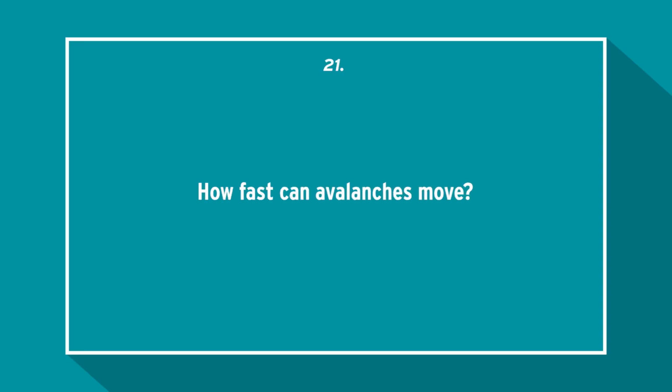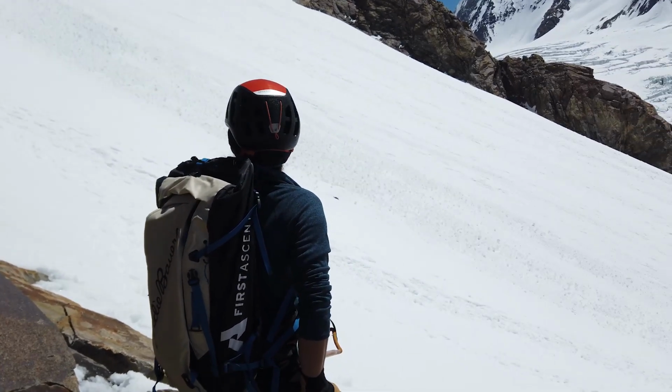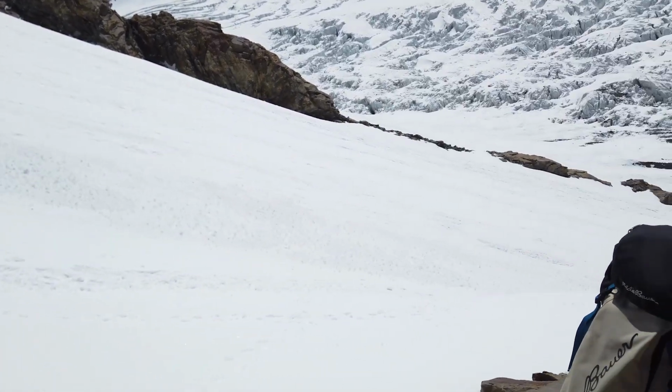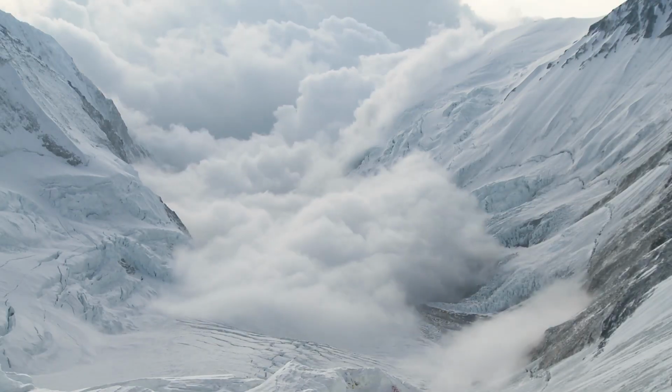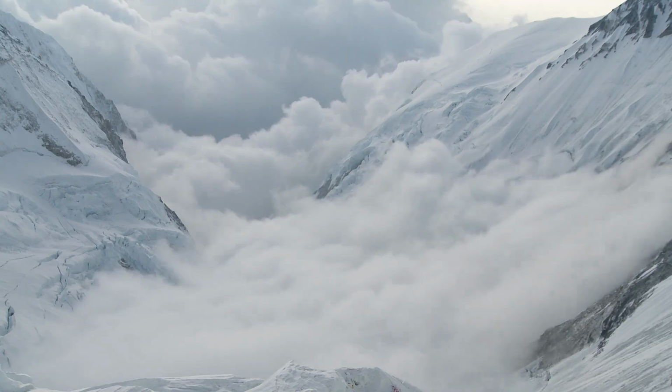How fast can avalanches move? Can you out-ski an avalanche? Another great question. Avalanches can move from probably as slow as 5 miles an hour, 10 miles an hour with a wet slab avalanche on a low angled slope, to as fast as over 200 miles an hour. It really depends on how heavy the snow is, how much moisture is in the snow, and then it also depends on the steepness of the slope and the amount of snow that's entrained in the avalanche as to how fast it's going to go.